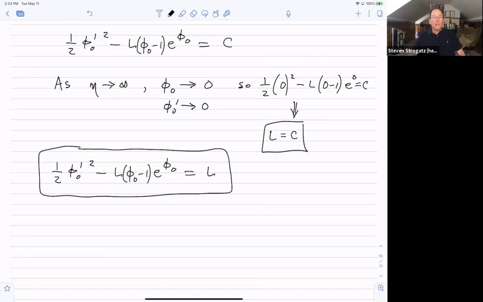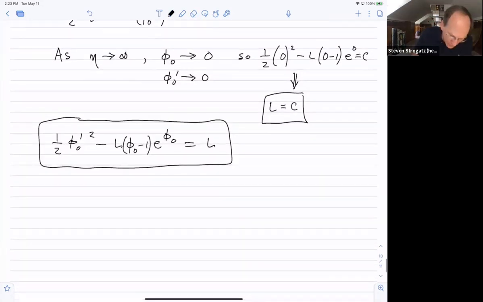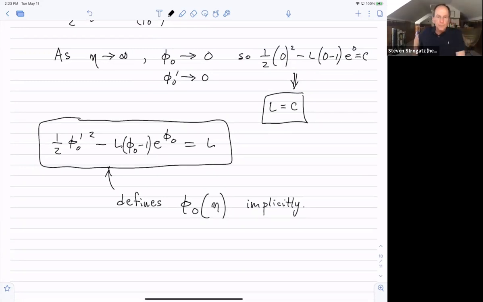I have a lot of information about the unknown function phi zero of eta right there. This effectively defines what's going on in the inner region implicitly. It's all there. In principle, we could try to integrate for phi zero, separate variables and integrate, but it will be nasty. We don't need that if all we're interested in is the velocity. Remember, we were trying to figure out what the wave speed is for this traveling front. So I'll show you a nifty trick now for calculating the velocity without having to integrate for phi zero, and then we'll finish.